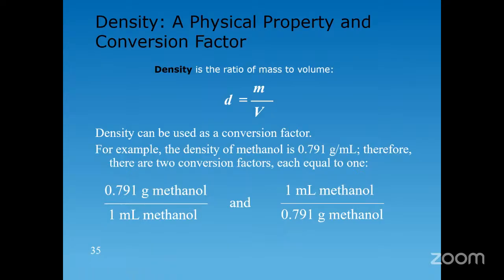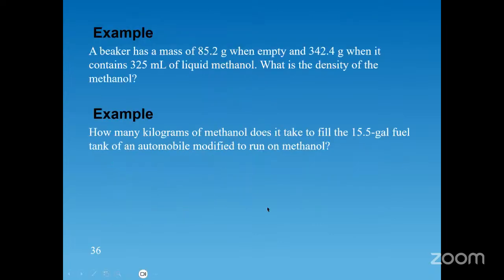And again, which one you would use is dependent on the type of calculation that you're trying to accomplish. So I would use the first one if you're trying to find the mass and you're given the volume. I would use the second one if you're given the mass and you're trying to find the volume. So it all depends, all right? And I think we have some examples here.